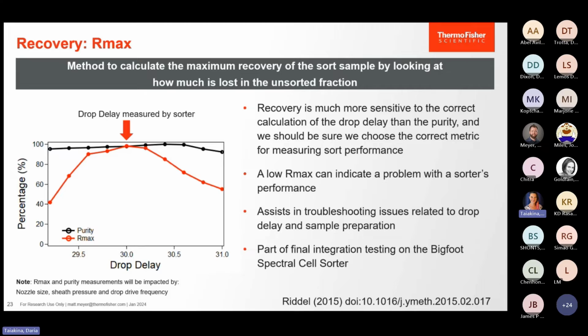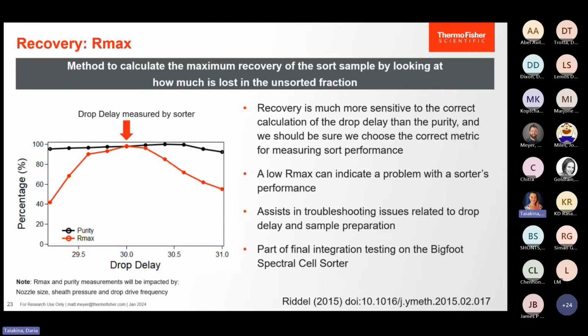And so you can actually collect that, rerun that, and look at how many of those cells or beads were actually in the waste when they should have been deflected. They should have ended up in your sort tube. And so that low Rmax value can indicate that there is an issue with the sorter's performance, and that may not show up when looking at, say, the purity of the sample. And so this is just troubleshooting issues related to recovery, and you can go back and look at the drop delay, you can look at sample prep, other areas that could be the root cause of having a low Rmax.